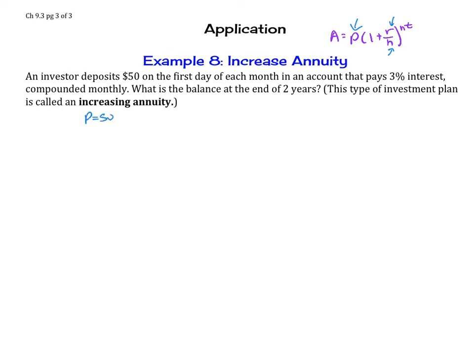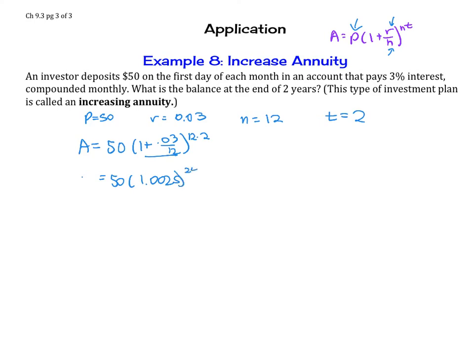And so let's plug in what we know. So we know P is 50, R is 3%, so that's 0.03. And then it says it's compounded monthly, so N is 12. And the time we want is 2. So first let's plug it into this formula. So A equals 50 times 1 plus 0.03 over 12 raised to the 12 times 2. And so what we find, when you plug this in the calculator, is that this is 50 times approximately 1.0025 raised to the 24th power. And so this would be A sub 24.